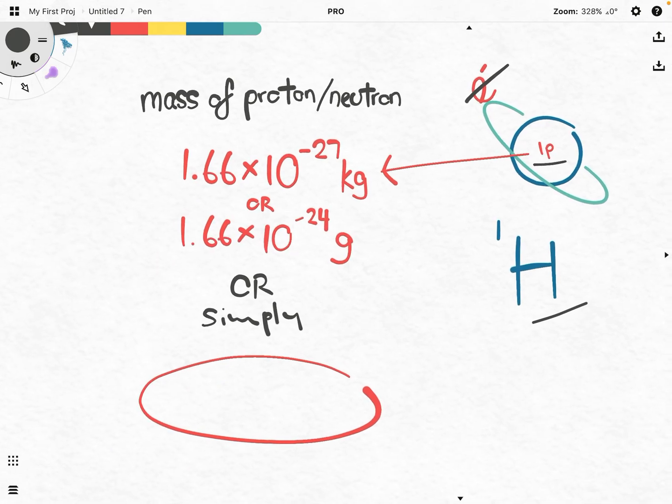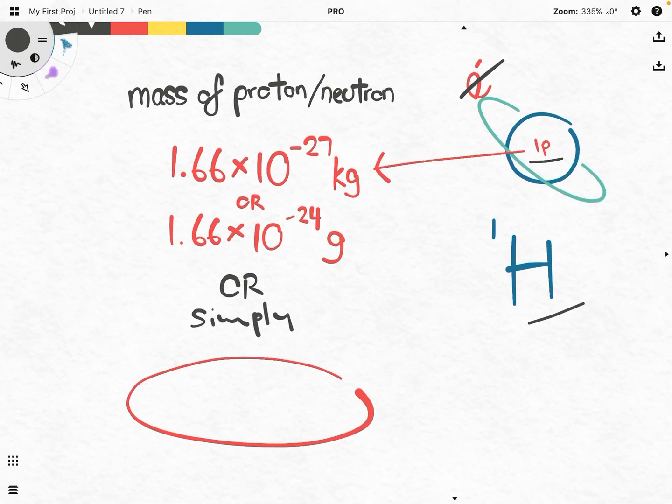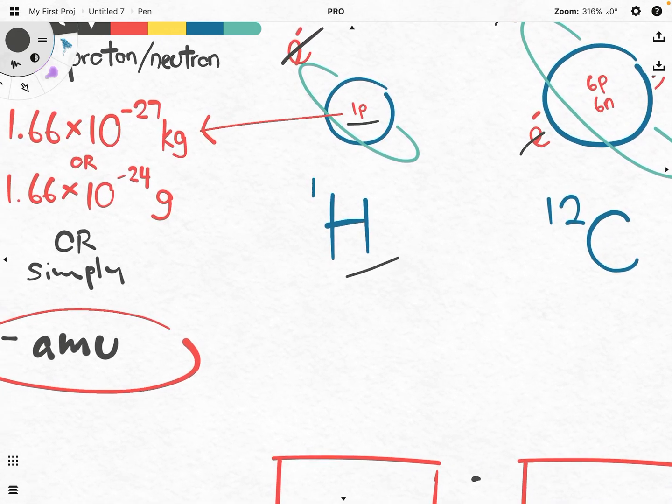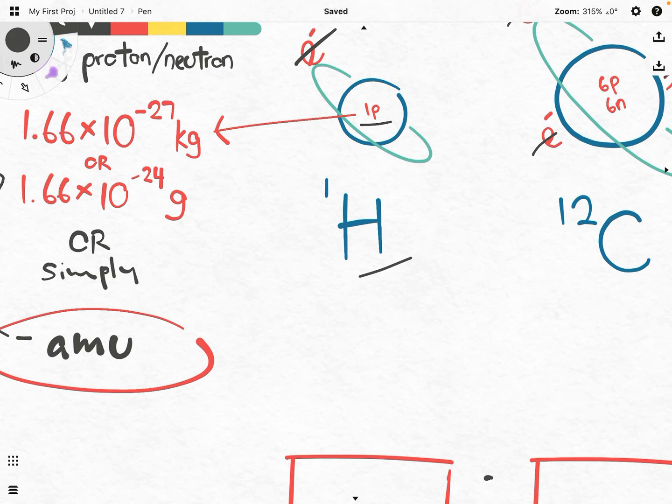So we have an easier way to represent this. Sometimes you may see the word AMU. AMU represents this amount of mass, 1.66 times 10 to the power negative 24 grams. So what is the mass of this hydrogen 1? The mass is simply 1 AMU. That's because one proton weighs around this much mass.